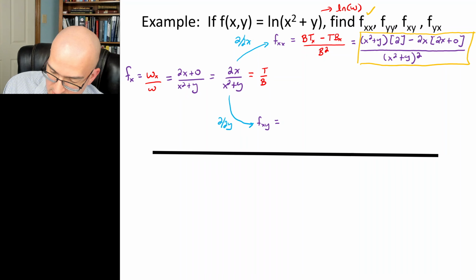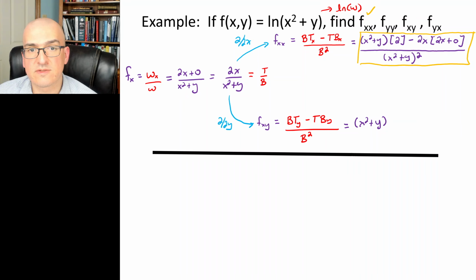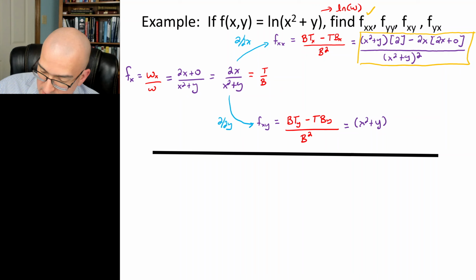So now for that t and b, we're going to have the bottom function times the derivative of the top with respect to y, minus the top function times the derivative of the bottom with respect to y, all divided by the bottom squared. And then I'll throw in those quantities. So the bottom function x squared plus y, multiplied by the derivative of the top with respect to y. The top is 2x. The derivative of 2x with respect to y is 0.